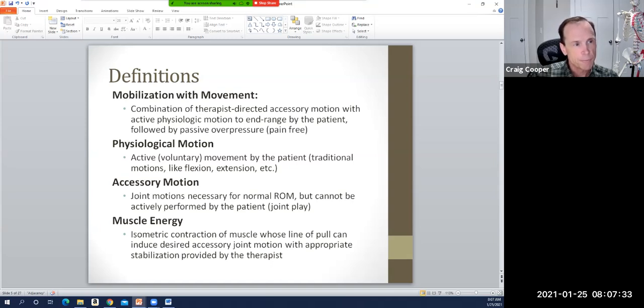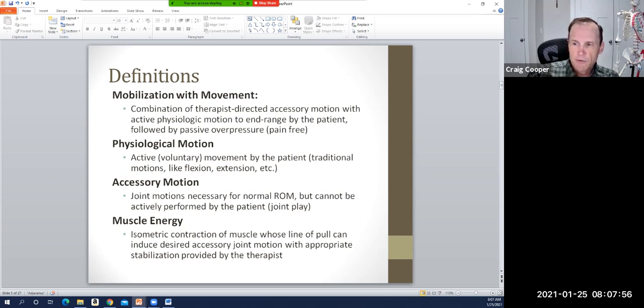The roll and the spin are less common things that we're going to try to facilitate. Mostly we're trying to get the glide to work out a little bit better. And if the glide works better, then the roll and the spin will also work better if the joint is capable of doing those types of movements. So hopefully those terms are just a review for you.